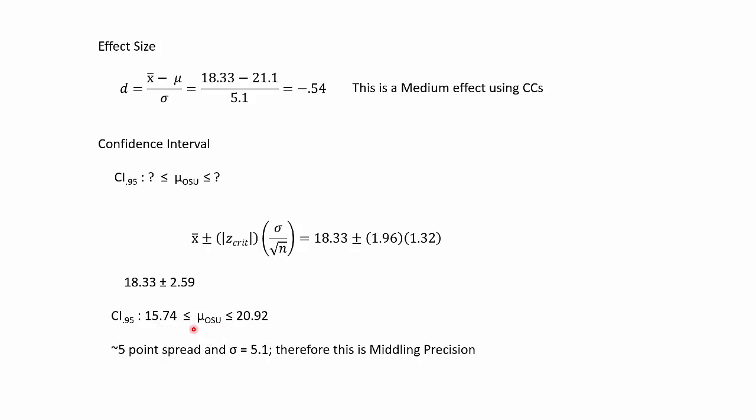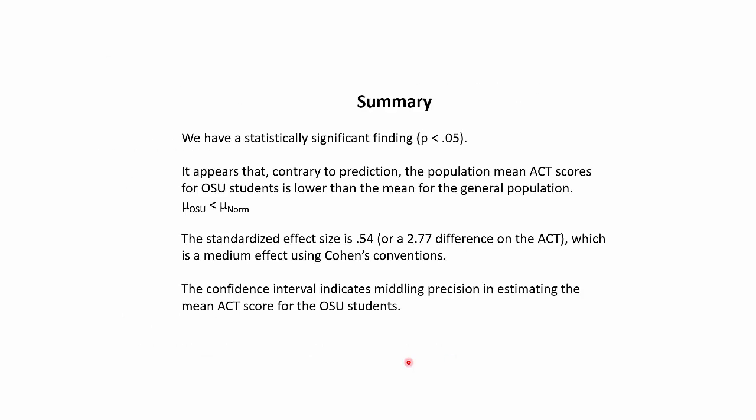Now if we look at this, it is about a 5-point spread, and the standard deviation itself is 5.1. So we're going to go ahead and refer to this as middling precision. It's not incredibly precise, it's not incredibly imprecise, it's just kind of in the middle there. The bandwidth here is equal to the typical spread of the data, so we'll just say middling precision. That is it then. We are done with the problem.